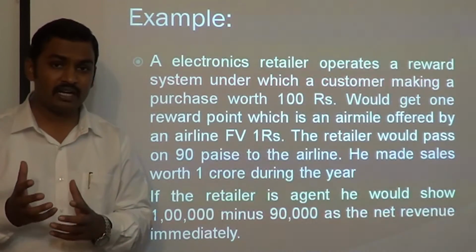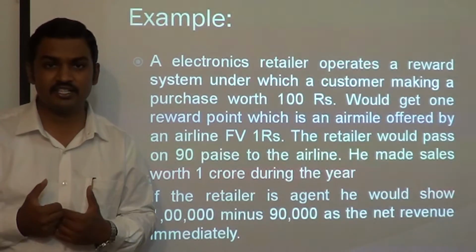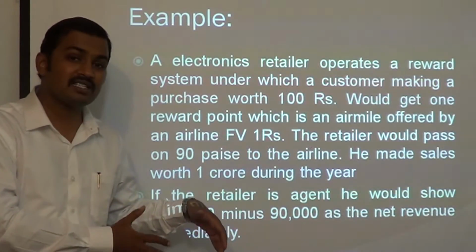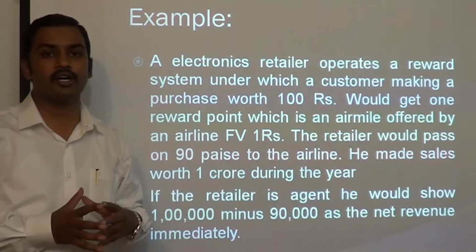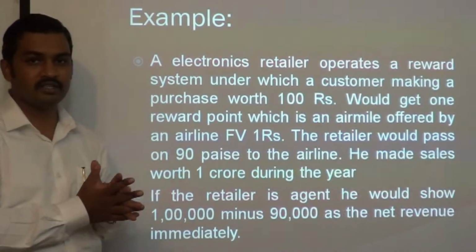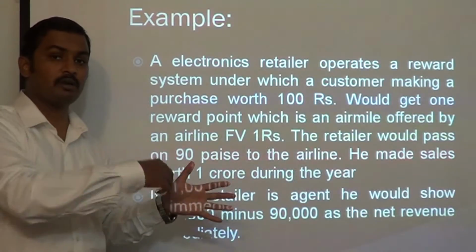Second, if I am collecting the money only as a principal, not as an agent, in such cases 1 lakh will be shown as gross revenue and 90,000 will be booked as a provision for the amount payable to the airline for providing services to my customers. So this is how I do the accounting when the rewards are operated by a third party.